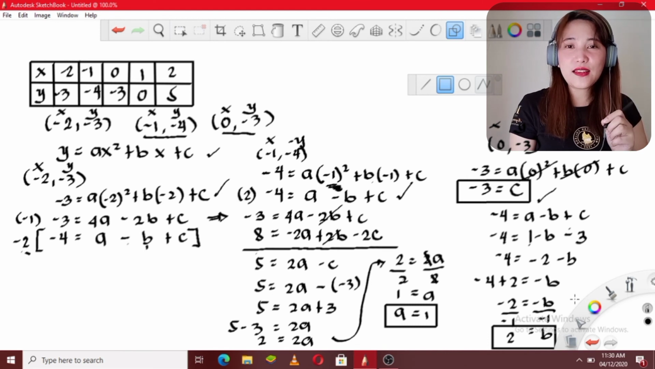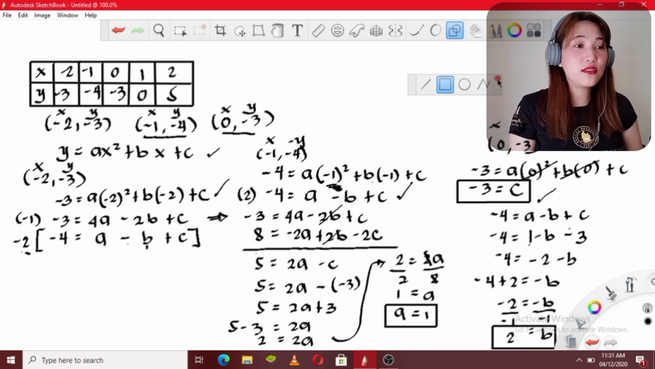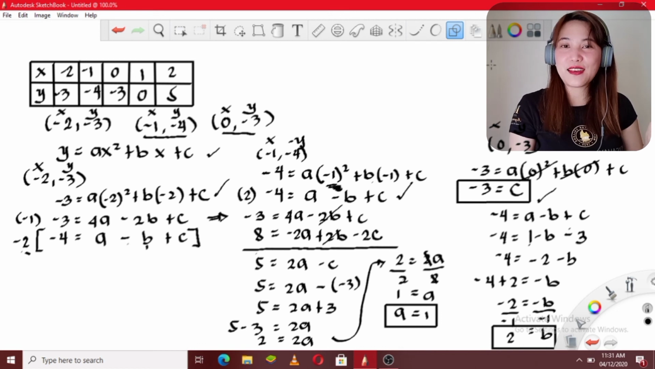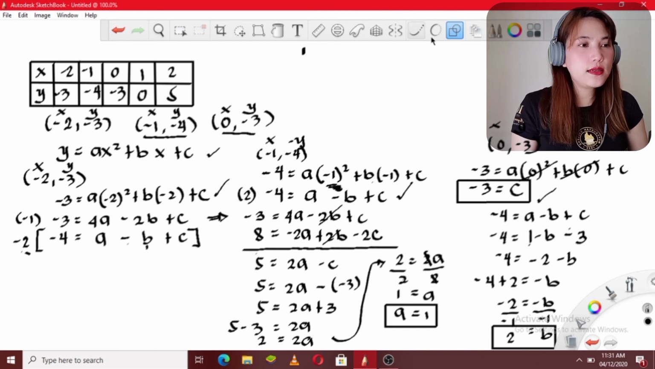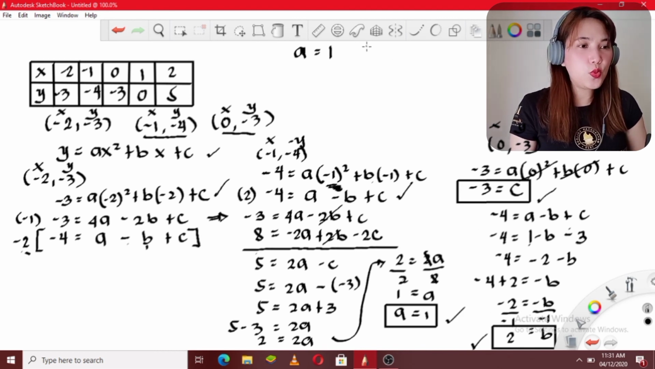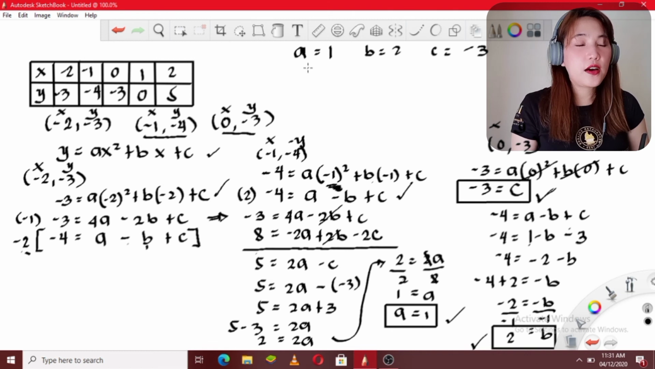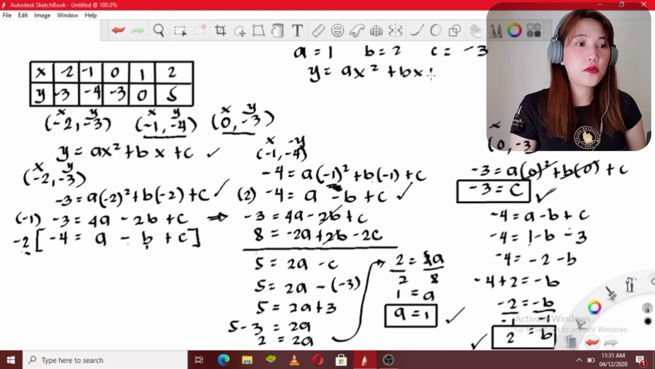So, kailangan natin ang values ng A, B, and C para i-substitute natin doon sa standard form ng quadratic equation. And, ayun na yung ating quadratic equation for this example. So, again, ang nakuha nating value ng A is 1. Ito siya. B is 2. And C is, ito siya, negative 3. And, quadratic function is y equals ax squared plus bx plus c.